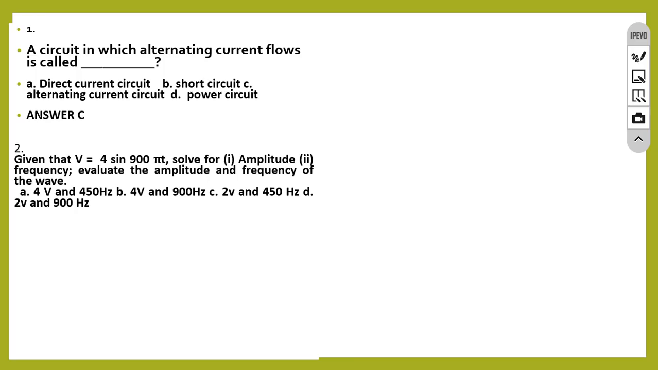If you know the formula, you can estimate that. So the correct option is A. 4 volts and 450 Hz. How did we get that? We compared the given expression with the formula. This is the given expression, and this is the formula.